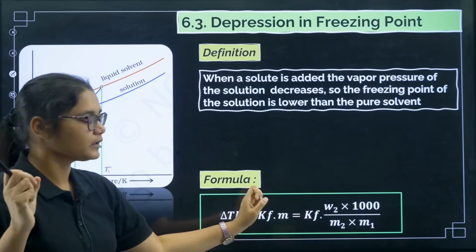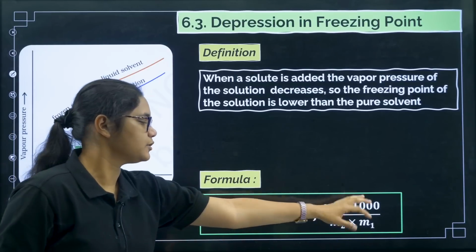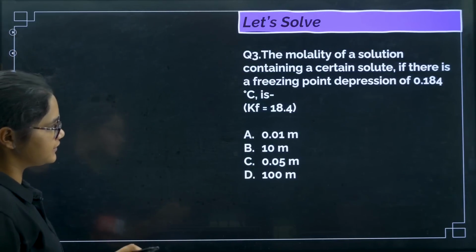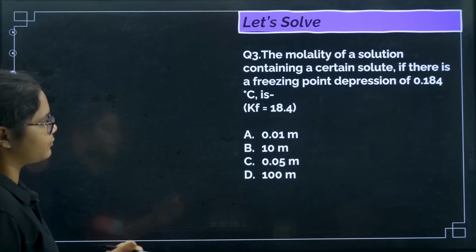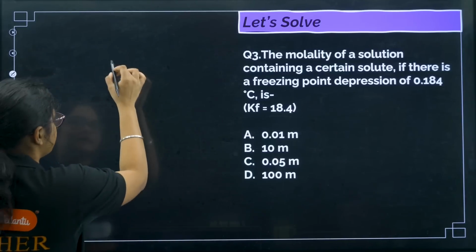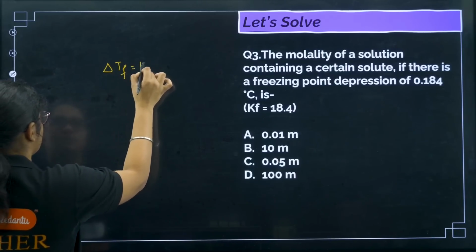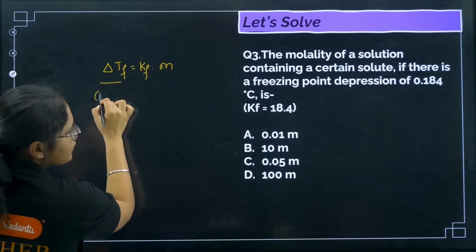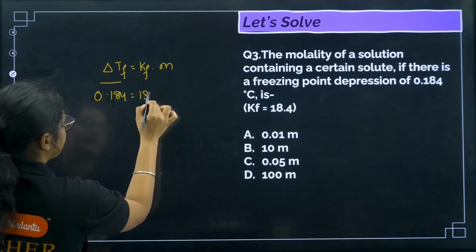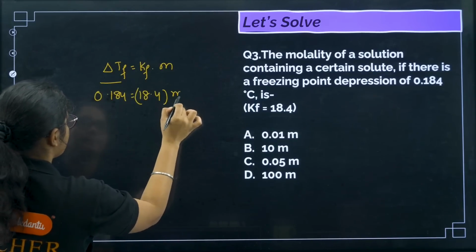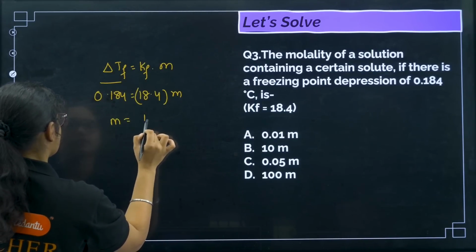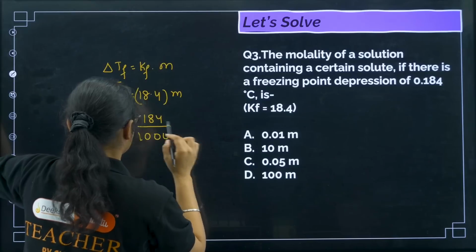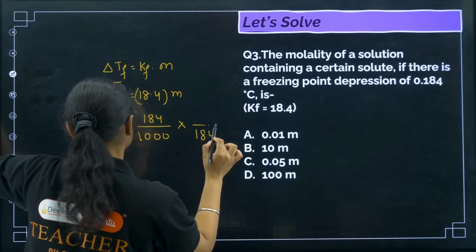Next, depression in freezing point: delta Tf is equal to Kf into m, where Kf is your molal depression constant and m is your molality. Similarly, you can see a question here: the molality of a solution containing a certain solute, if there is a freezing point depression of 0.184, is? You have to calculate the molality. So we have this formula, right? Delta Tf is equal to Kf into m. Now the delta Tf value is given to me as 0.184, the Kf value is 18.4, into m. So what is the m value? 184 by 1000, then I divide it by 18.4, it is 10.